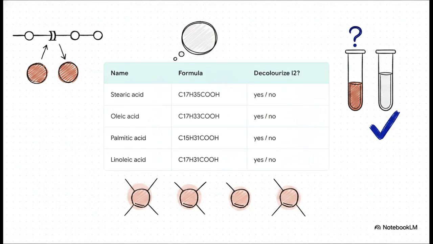It just decolorizes. So looking at this table of fatty acids from our text, ask yourself, which of these contain a multiple bond and will make that iodine color disappear? It's a brilliant, highly visual test for detecting those invisible double bonds.